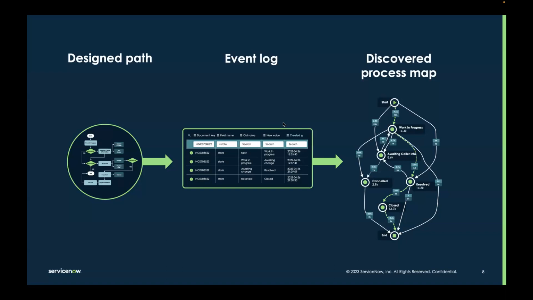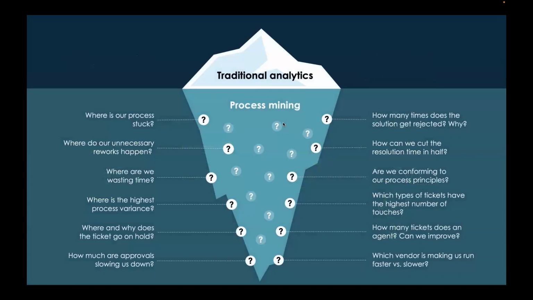So process mining gives us the ability to answer process questions that have historically been very challenging for us to answer. So whereas traditional analytics will allow us to answer a lot of the what questions about our processes, process mining helps us answer the why. So things like, where is the process getting stuck? Where is there potentially unnecessary rework happening? Where are things ping-ponging between groups? And where aren't we conforming to the process that we've designed?